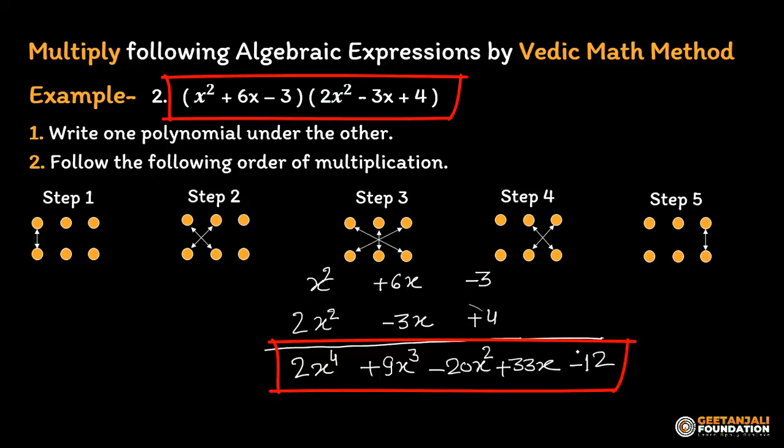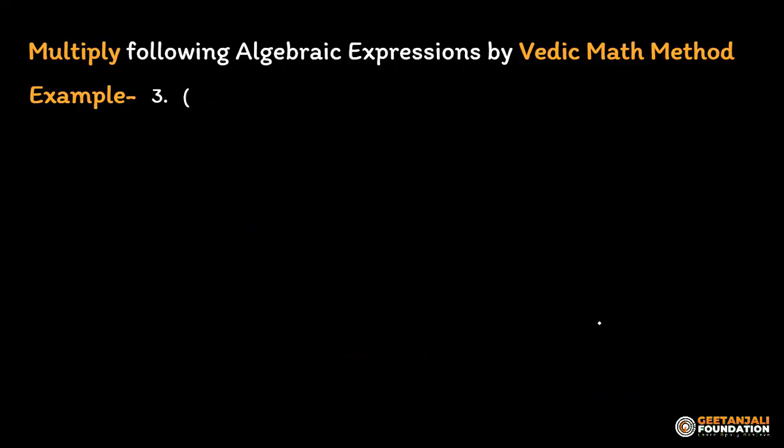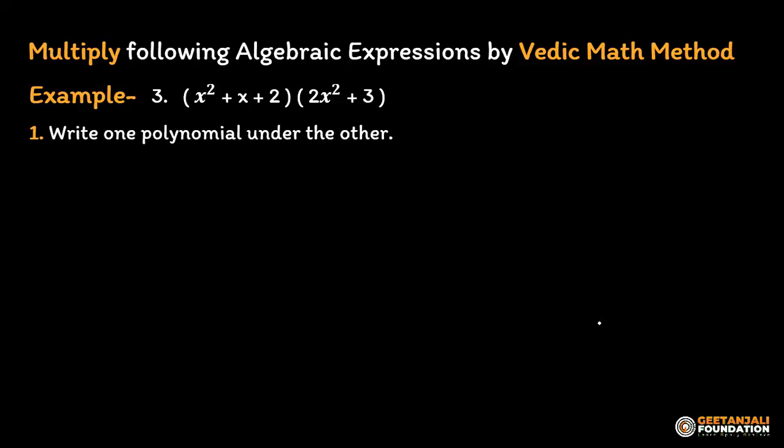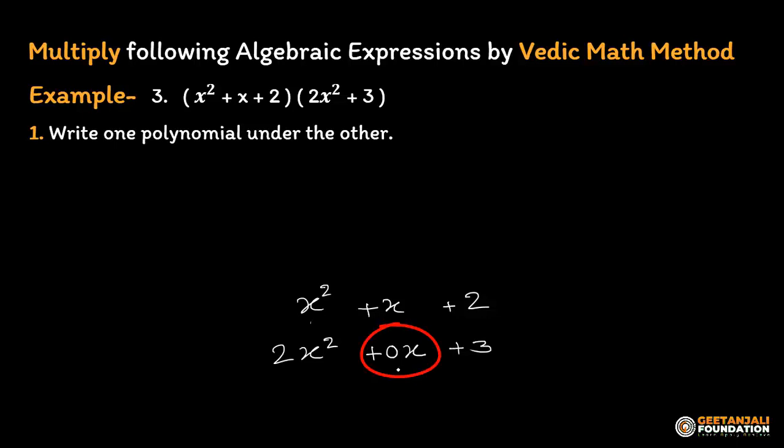So you can practice this method, and I'm taking one more example. Here we have to multiply x squared plus x plus 2 with 2x squared plus 3. Now we have to multiply a trinomial with a binomial. So the method will be the same. First of all, write the polynomials one under another. So we will write here x squared plus x plus 2, and below this I will write 2x squared, and I will write plus 3 here, and I can write 0x over here because there is no third term. I can add 0 over here.